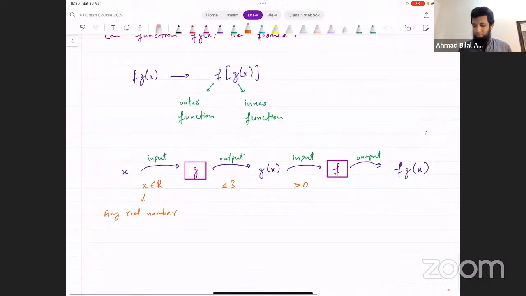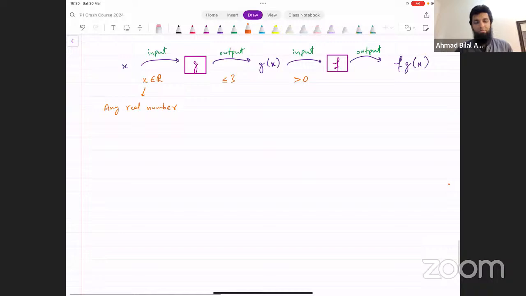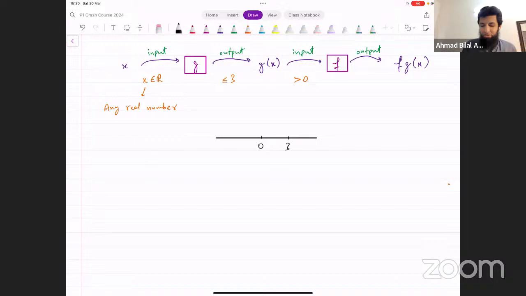Now, think about it. Do we have a problem? The problem is that less than or equal to 3 means it could be any value on the negative side as well. So basically, it could be any value to the left of 3. If I had a number line like this, we're going to have 0 somewhere and 3 somewhere. The output that you're getting from the function g is basically anything to the left of 3.